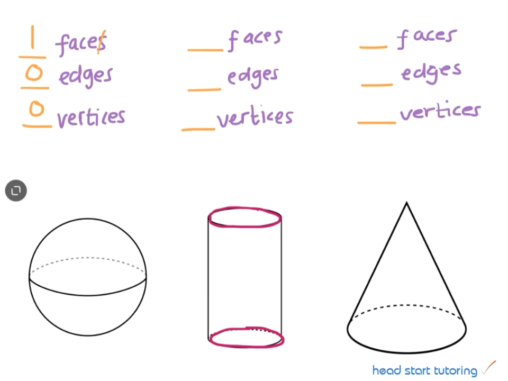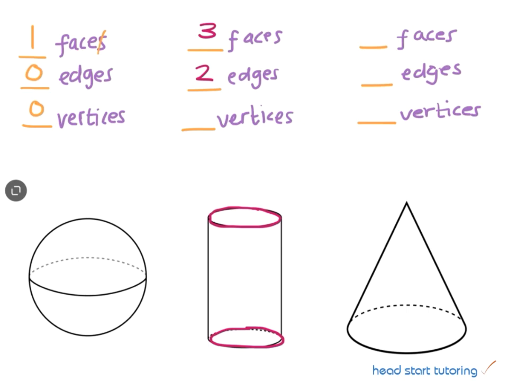And then we have got one face that joins those 2 circular bases together, and that is the middle face there. So we have got 3 faces in our cylinder. How many edges do we have in our cylinder? We have got 2 edges in our cylinder.